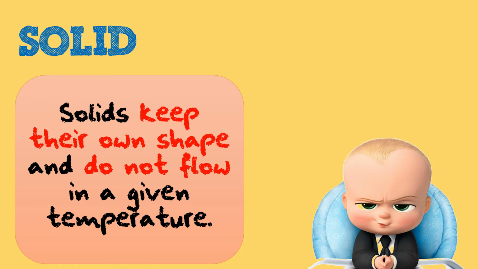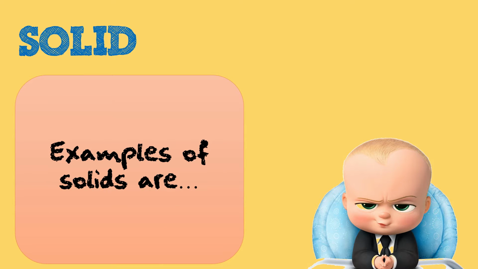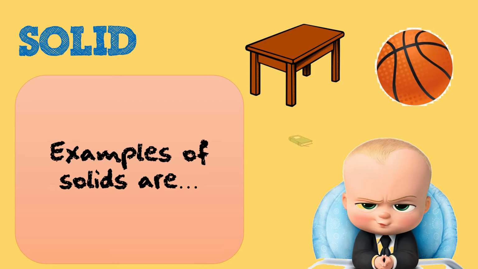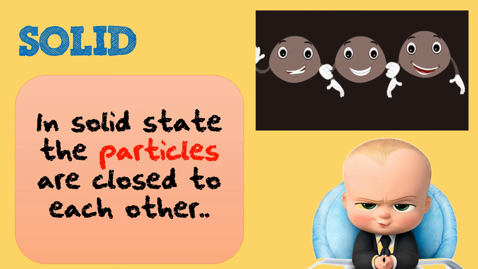Solids keep their own shape and do not flow in a given temperature. We can hold them without spilling. Examples of solids are table, ball, book, and a lot more. In solid state, the particles are close to each other.